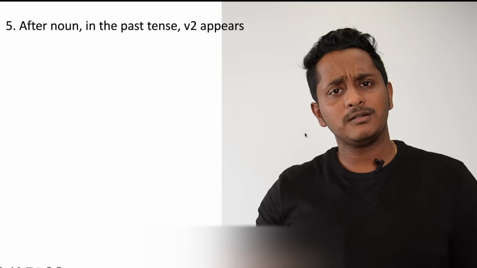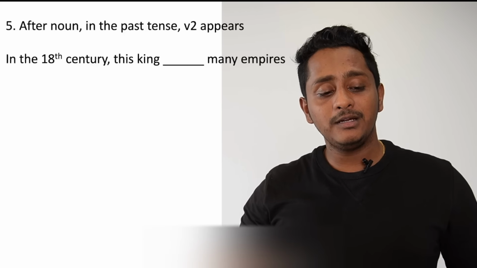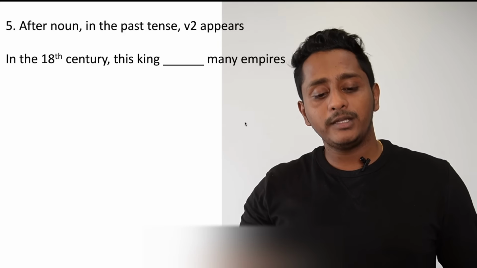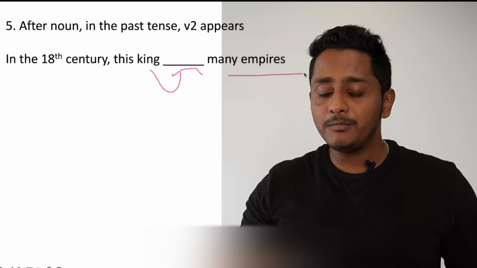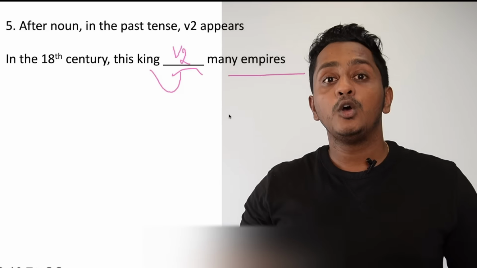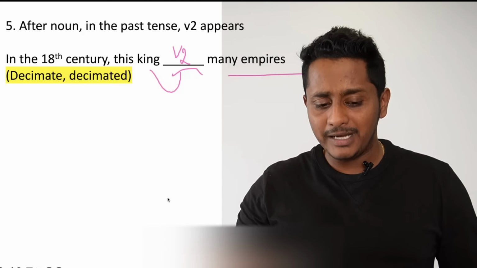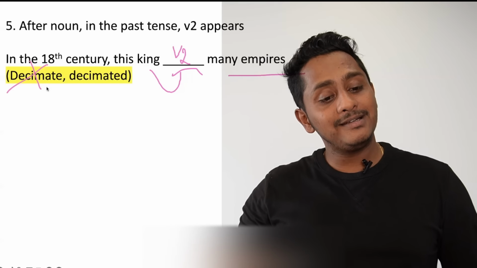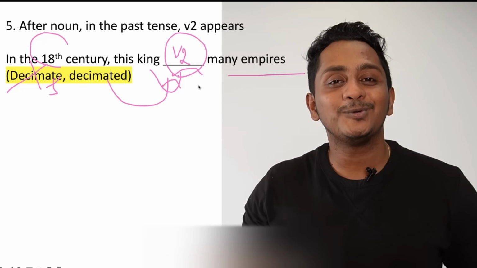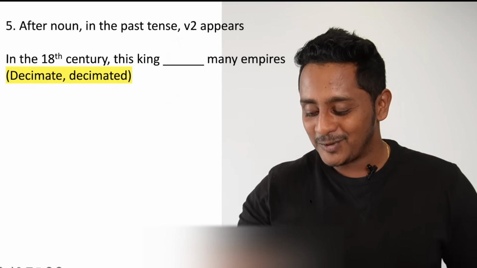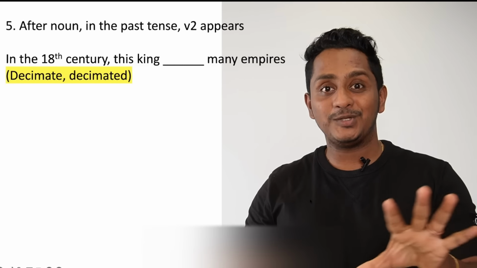After a noun, if it's in the past tense, if there is a blank, a verb 2 will come. See here, in the 18th century, long ago, 300, 400 years back, this king blank many empires. This should be verb 2: ruled many empires, or decimated, means chucked, decimated. "Decimate" is wrong. "Decimates" is also wrong, because it's the 18th century, a long time back. Decimated, verb 2 will come. Remember this rule. Hey, these verbs are really good, man. You can solve them like this. You need to know these verb concepts.